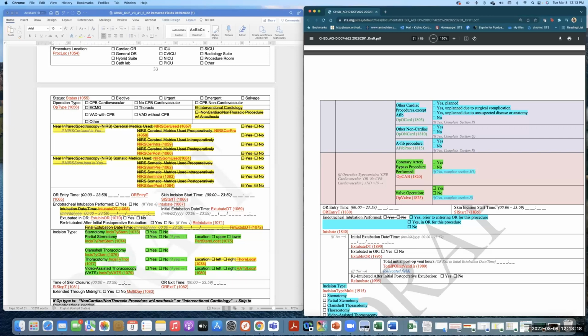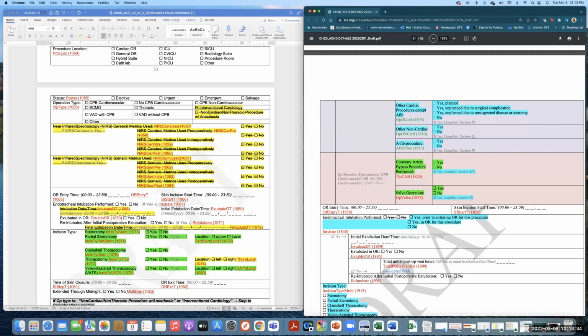Or again, was it unplanned due to complication? I accidentally perforated the right ventricle. Now I've got to fix it. So that's a surgical complication. So unplanned to that. Or yes, unplanned to unsuspected disease or anatomy.